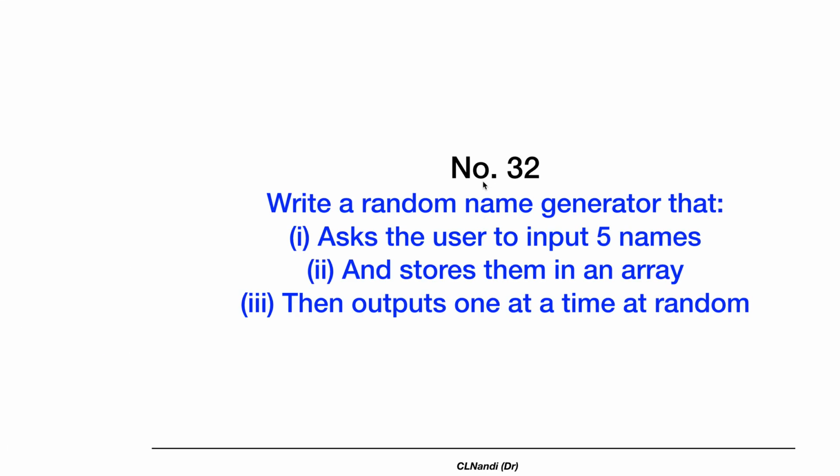So for number 32, write a program which is a random name generator that: 1. Asks the user to input 5 names, 2. Stores these 5 names in an array, and 3. Outputs the 5 names one at a time at random.